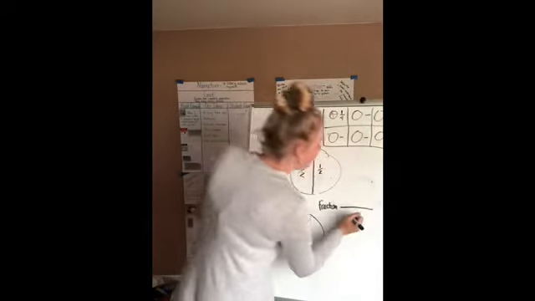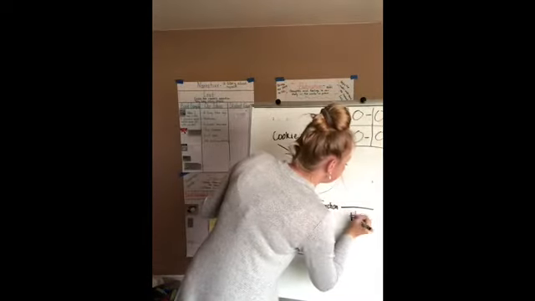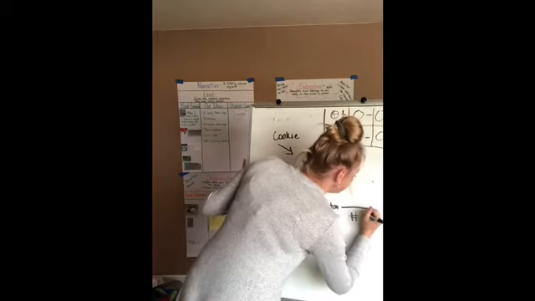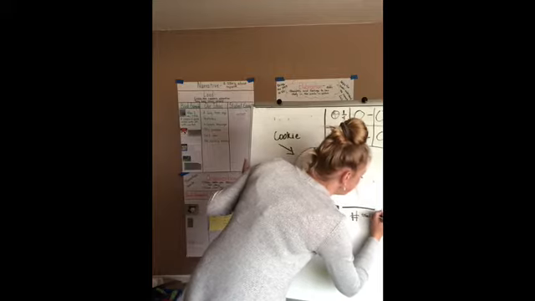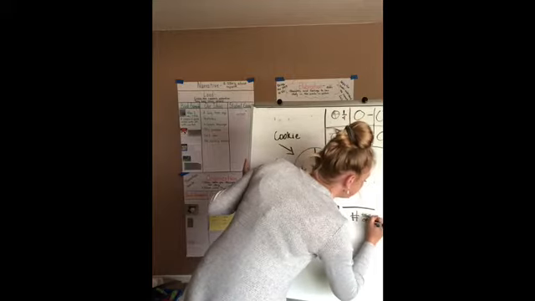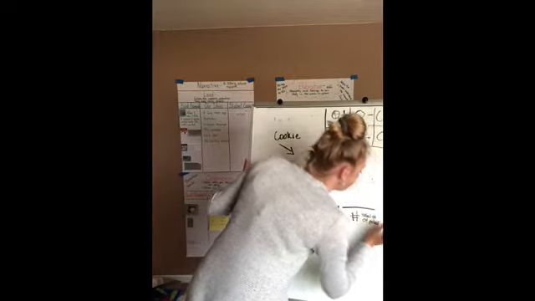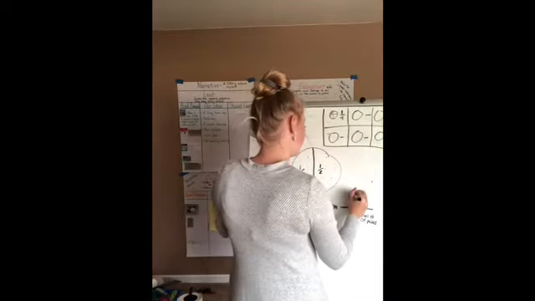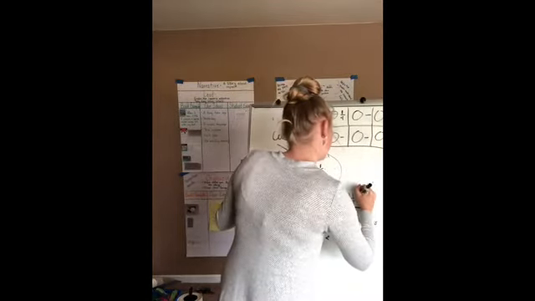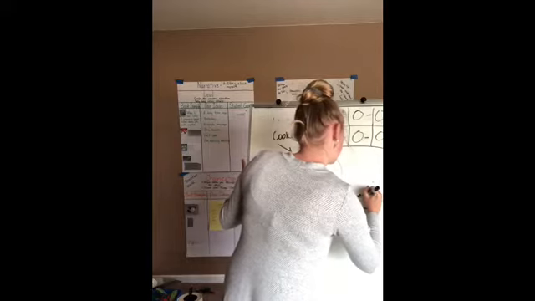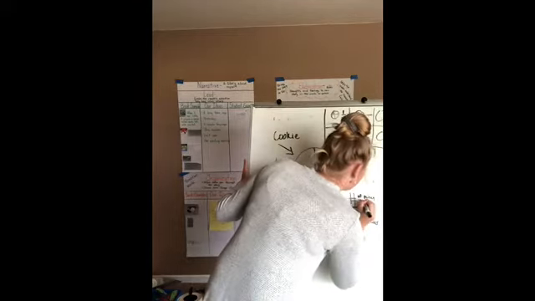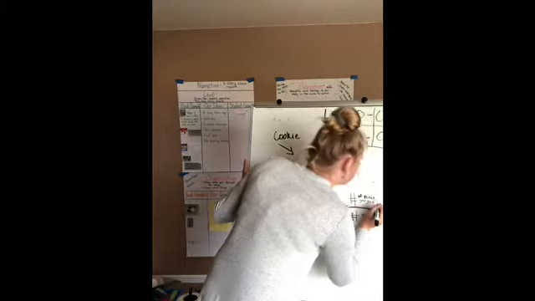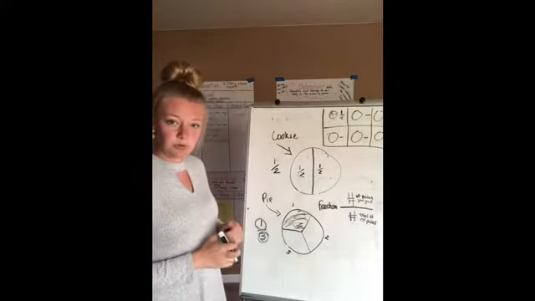And so the bottom number is the total number of pieces. The top is the number of pieces you get. Okay, so we're going to practice a few more.